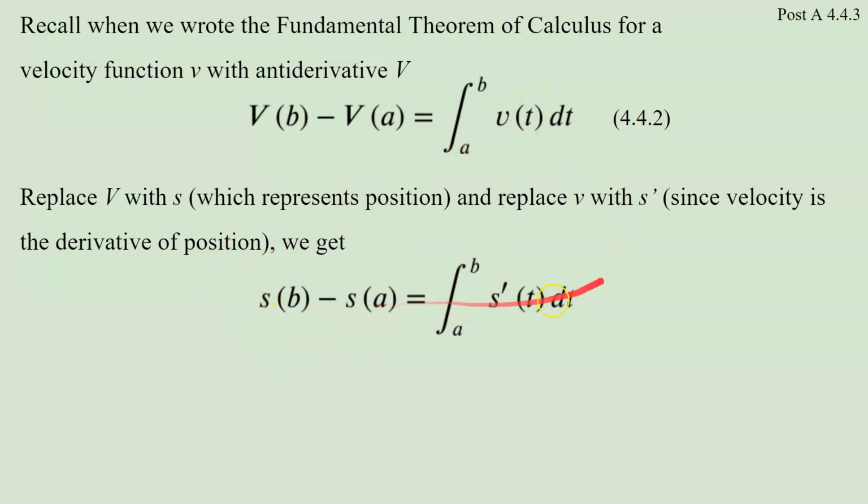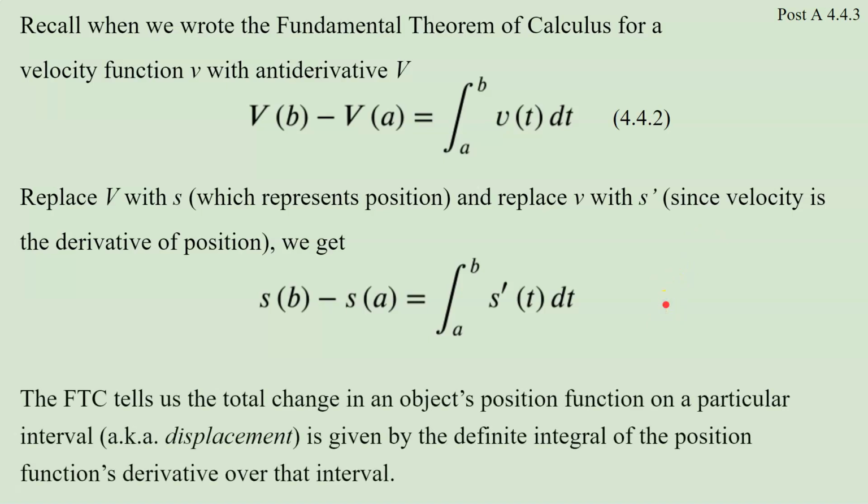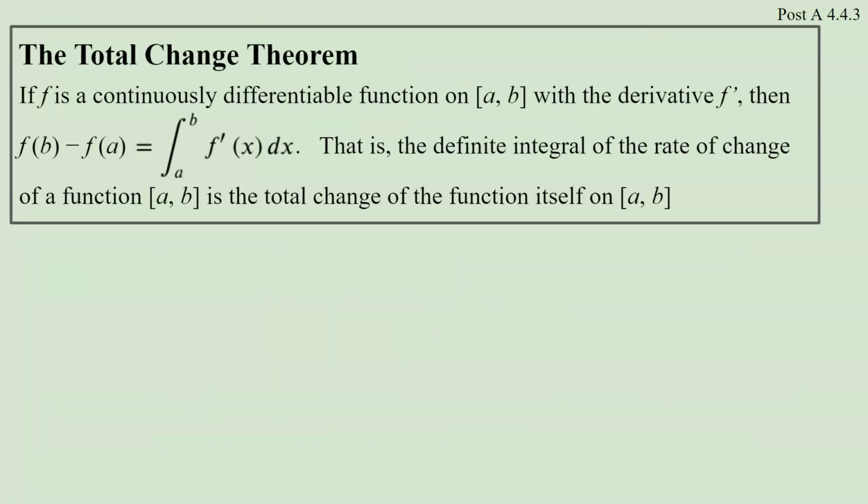And this statement should make sense to you. Again, if this isn't making sense, you've got to reach out to your teacher, because this is stuff that you should understand by now. So the fundamental theorem of calculus tells us the total change in an object's position function on a particular interval, also known as displacement. And it's given by the definite integral of the position function's derivative on that interval. So there's your checklist of things that should make sense. This video is definitely going to go over 5 minutes. So if you need to take a break, go get a drink of water, come back, and now let's do the total change theorem.